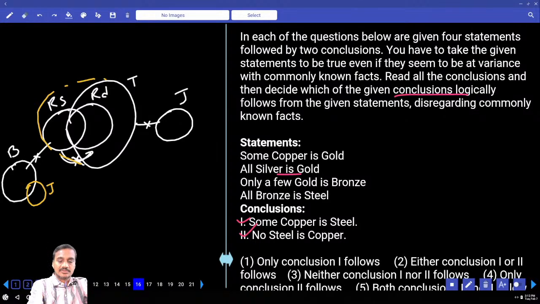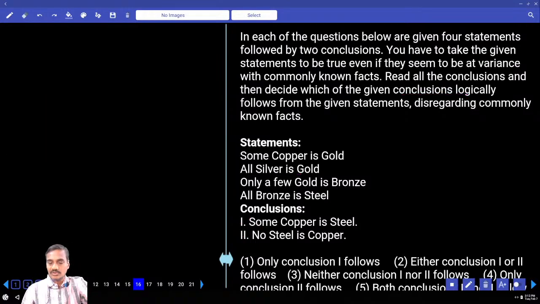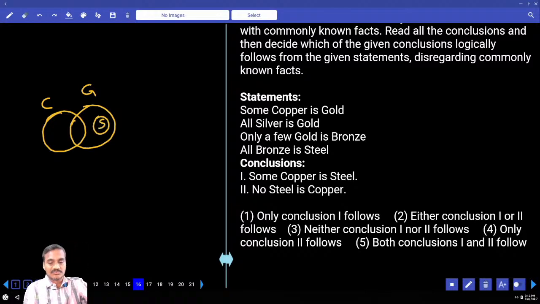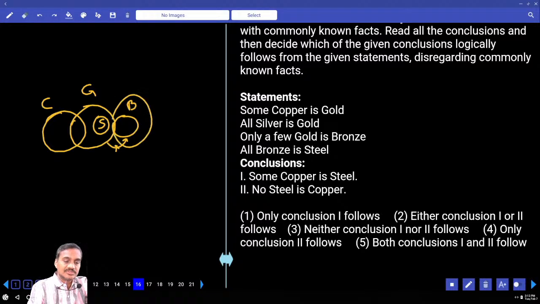Then 16th one, and some copper is gold. Some copper is gold is written as, these are the copper that is gold, copper and gold. And next one, all silver is gold. This entire silver is a part of gold. Only a few gold is bronze. Only some gold is bronze, but not all. And all bronze is steel. This entire bronze is a part of the steel.